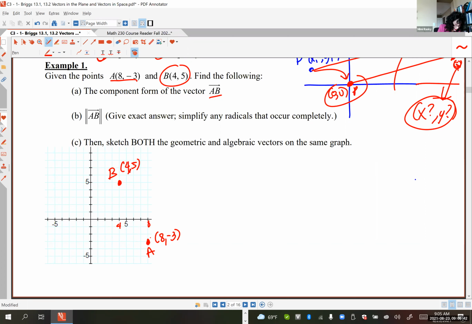So the vector AB looks like this. And it is known as the geometric vector. Write this down, it'll become clear in a moment. So that's the vector AB. And it looks like it's kind of pointing up and to the left a little bit. Fine.